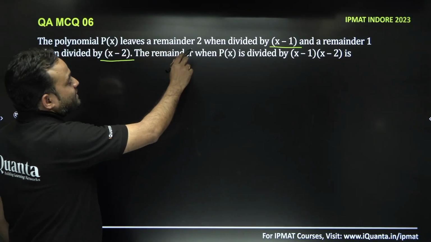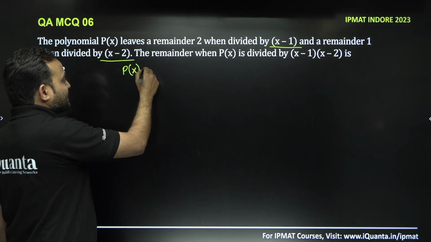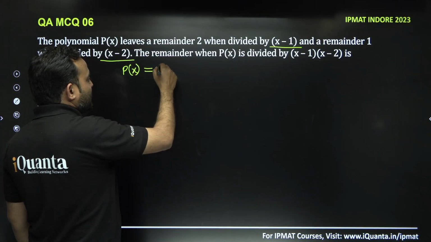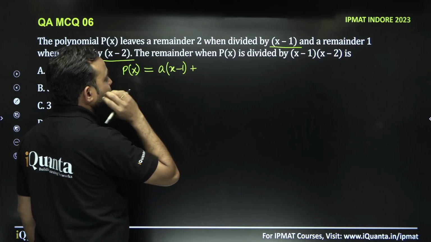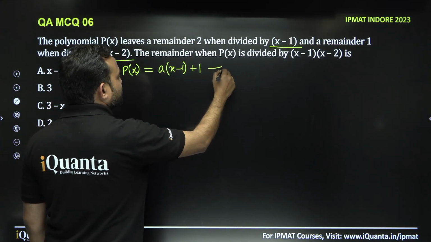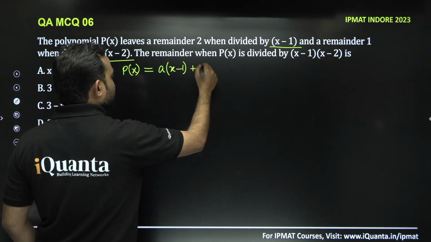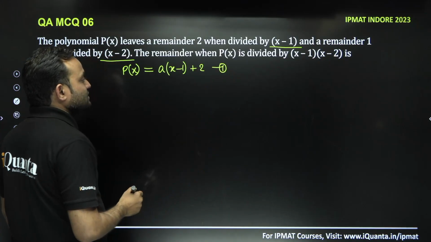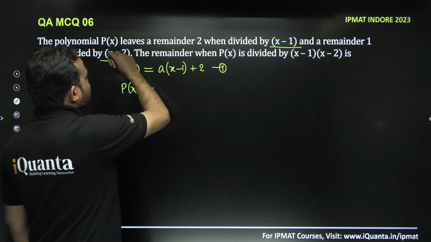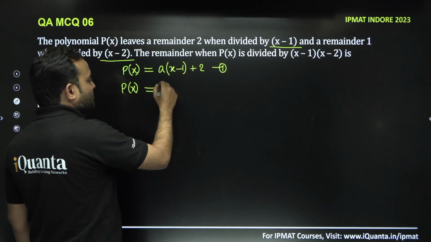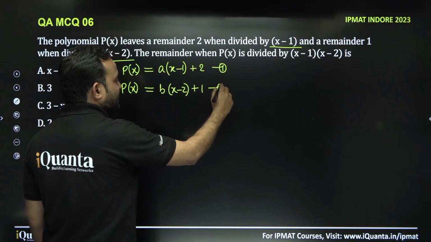So P(x) leaves the remainder 2 when divided by x minus 1. Can we say that P(x) can be written as a into (x minus 1) plus 2? Let's say this is our equation 1. And then if we want to write P(x) in terms of x minus 2, where the remainder is 1, we must write it as b into (x minus 2) plus 1. This is our second equation.